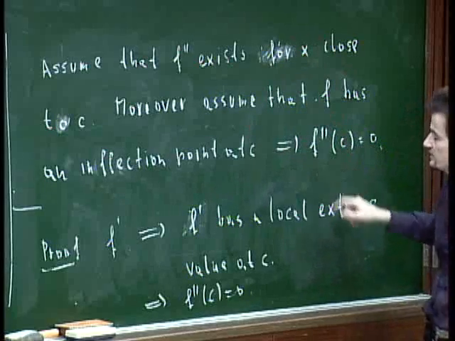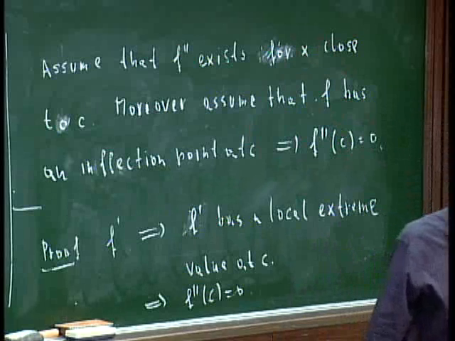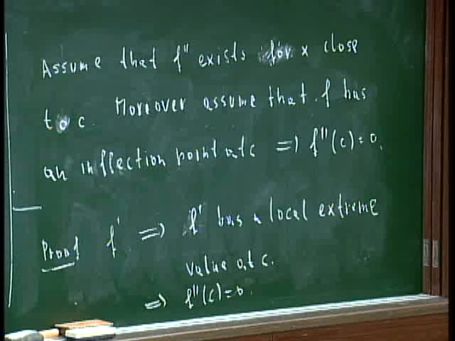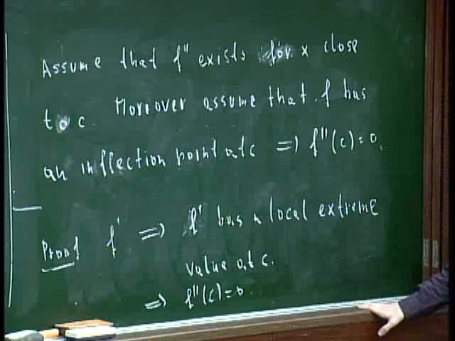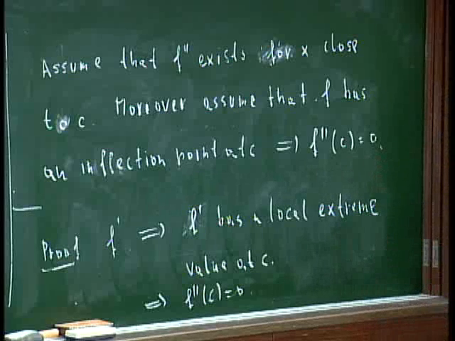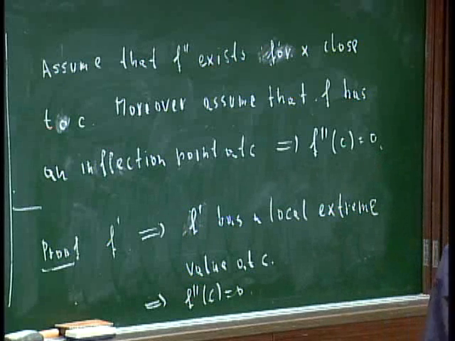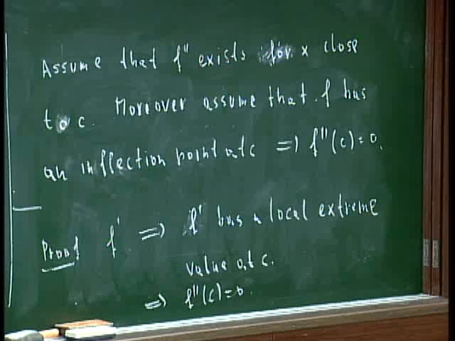If you have a point c where the second derivative is equal to 0, it's not necessary that you have an inflection point there. You just have to think about x to the 4. At x equal to 0, the second derivative is equal to 0. But if you look at the graph, the concavity behavior of the graph is not changing, so you do not have an inflection point at c.